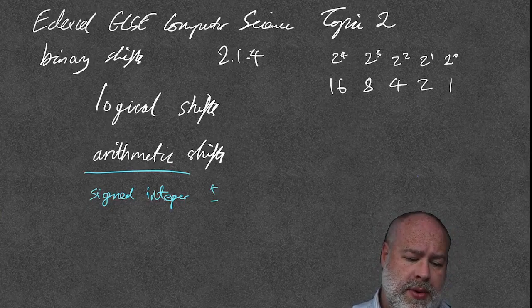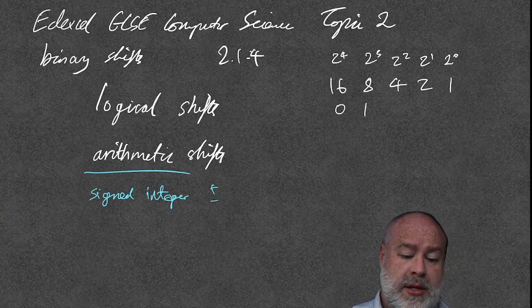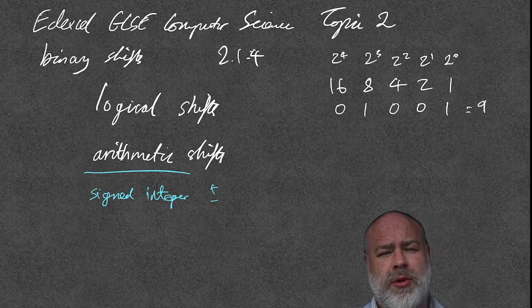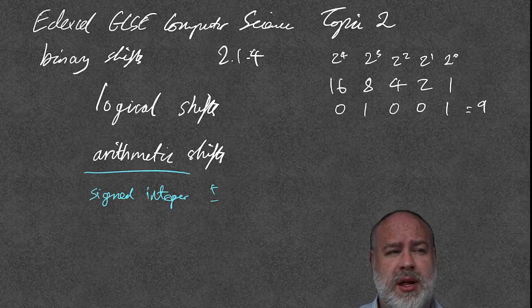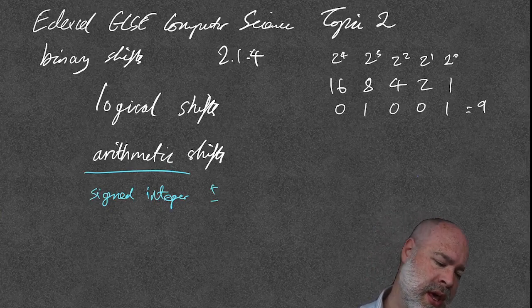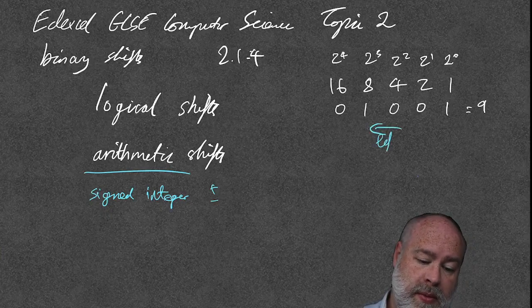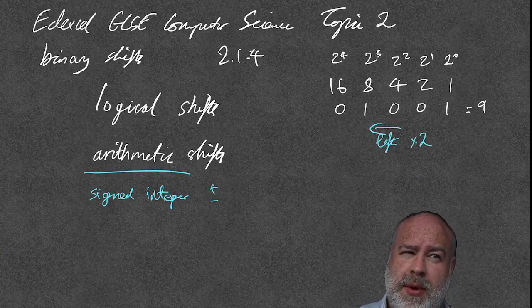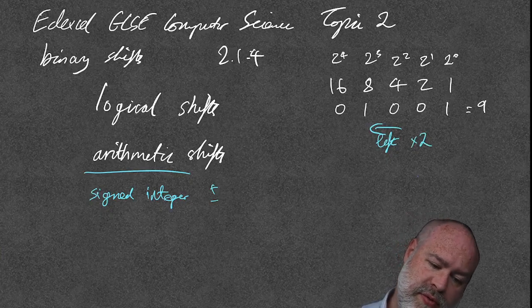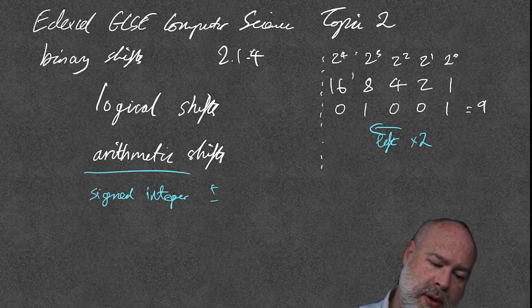How do I represent a 9? Well, 16 doesn't go into that, 8 does go into 9, and then I need the 1 to make 9. And I want to see what happens if I shift this binary number either left or right. Let's try shifting it over to the left, and that's going to be the equivalent of timesing this number by 2, and let's see if we can prove it. I'll put a little dash down here so it's easier to see what's going on with the different columns.